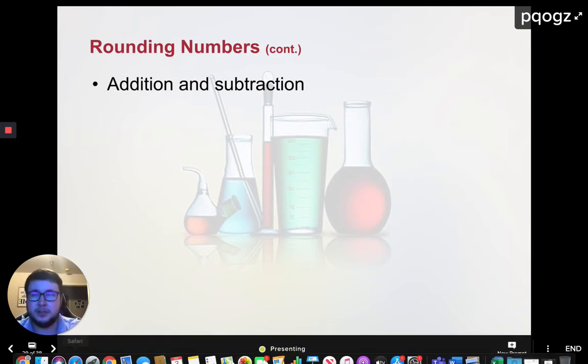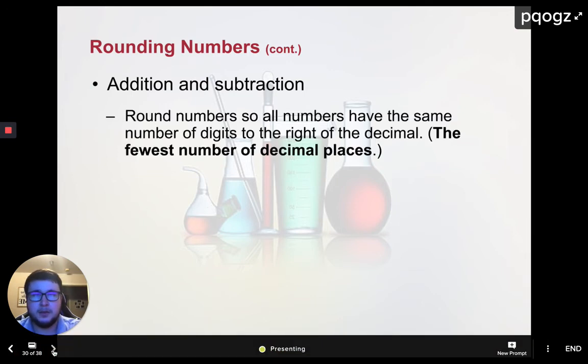Okay? Alright. So how are we going to add and subtract, considering significant figures? How are we going to do that? So there's a couple rules. Number 1 is you want to round your numbers so that all numbers have the same number of digits to the right of the decimal. In other words, you want the fewest number of decimal places possible based on the numbers that you start with. So that's how you're going to do addition and subtraction. So for example, this is slide number 30.